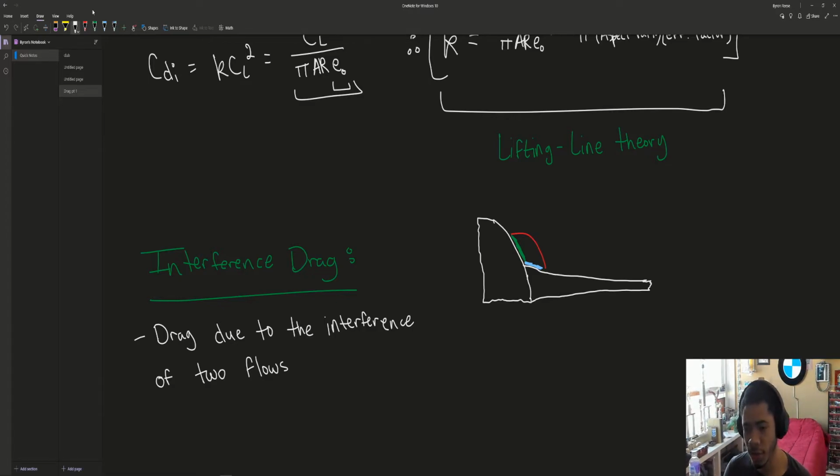But this can also affect your pressure drag. And the reason why is because if you have two flows interfering, this can change the velocity. And if you start changing your velocities, you start changing your pressure. And if you start changing your pressure at certain points, then you start getting different pressure gradients. So it's a huge thing about the form drag. So once you start changing pressures, they will start to counteract each other.